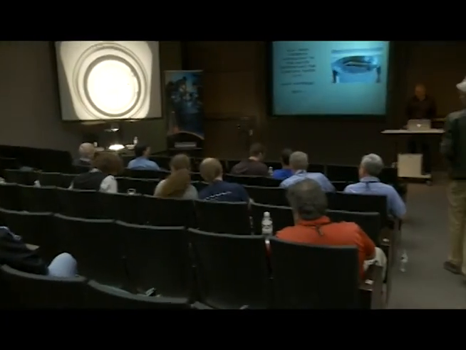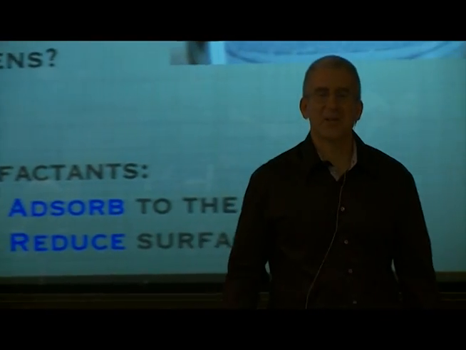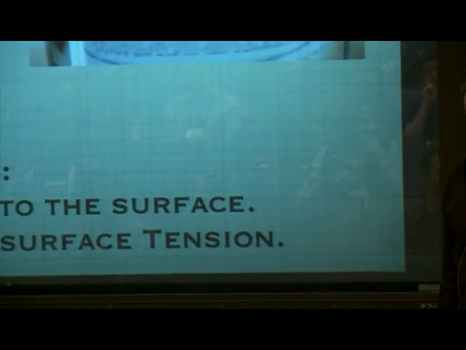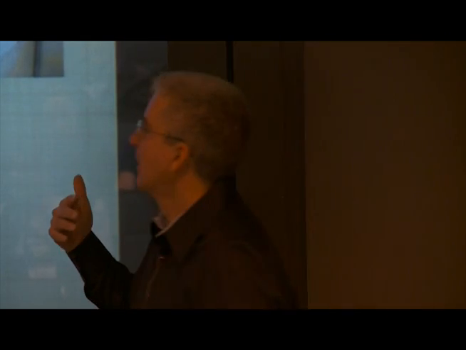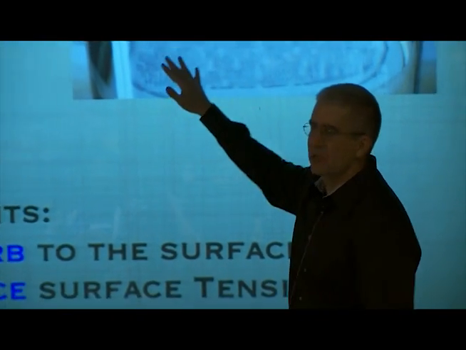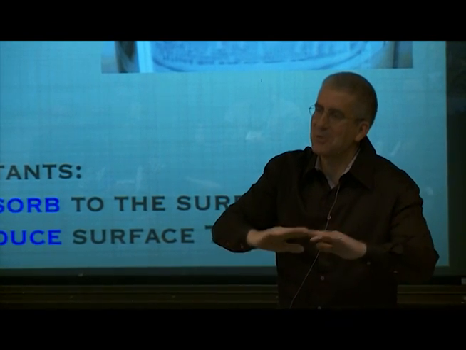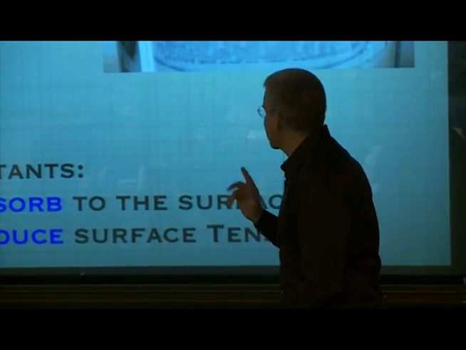So what happens here? I guess the experiments are still in progress. What happens when you add these detergents, which are in a class of fluids known as surfactants, is they absorb to the surface. That's the reason you saw all the pepper particles being pushed out of the way. And they actually reduce the surface tension. So I have a little picture here.